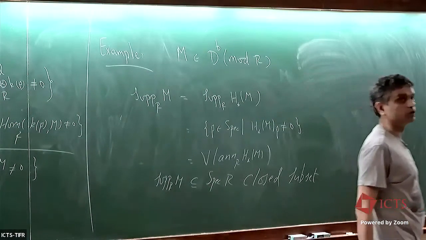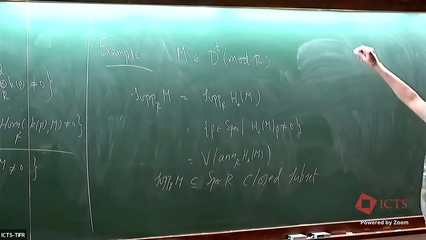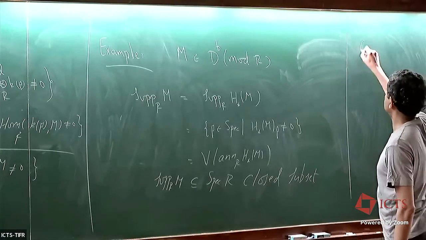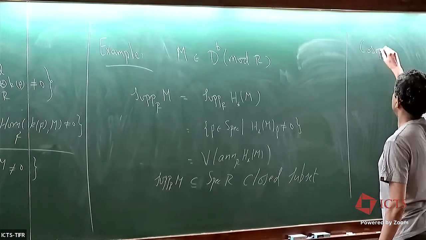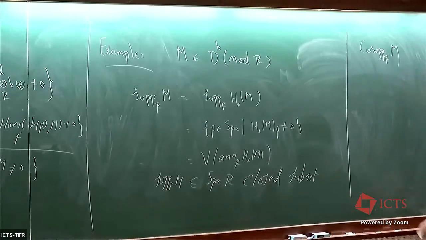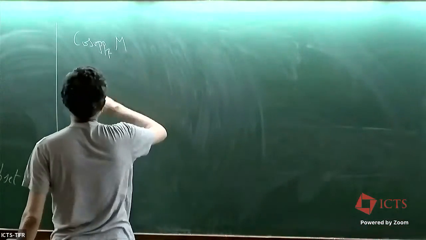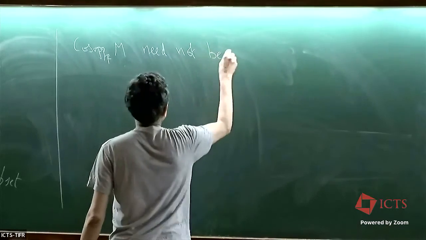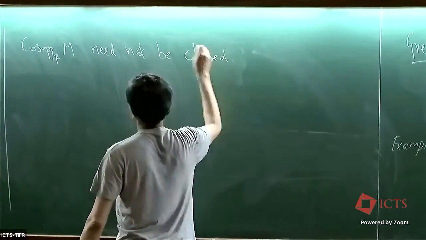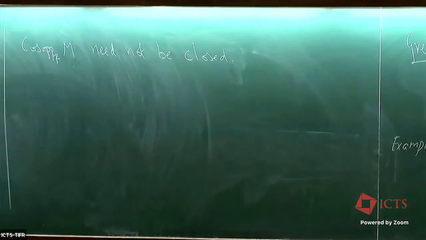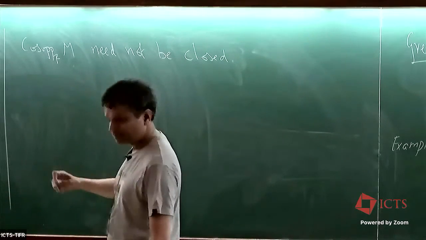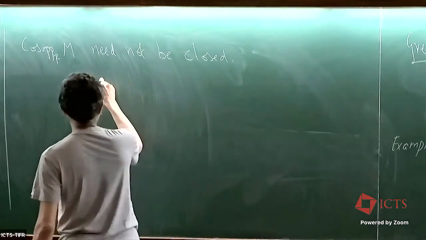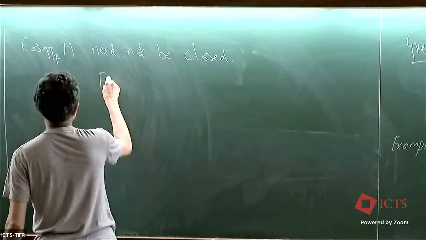So it's far from true for co-support. Co-support is not so easy to compute. In fact, it need not even be closed. I'm talking about M in D^b(mod R). I don't want to get into this example, but let me just say this.